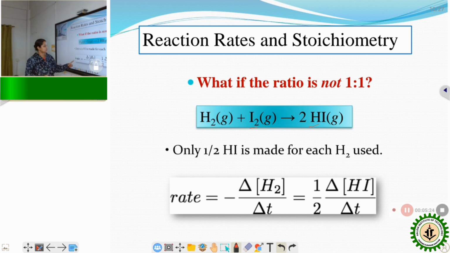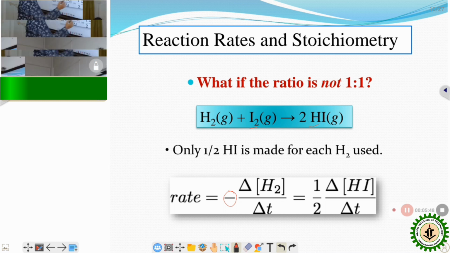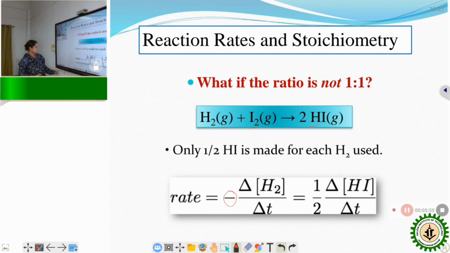So very simply, if we want to represent the rate of the reaction with respect to the hydrogen gas, then it will be minus del H2 by del T. Why is there a minus sign? Since H2 is the reactant molecule here, its concentration is continuously decreasing, so there will be a negative sign. But when we have to represent the rate of the reaction with respect to the product molecule, then we have to divide this rate expression by the stoichiometry of the reaction.